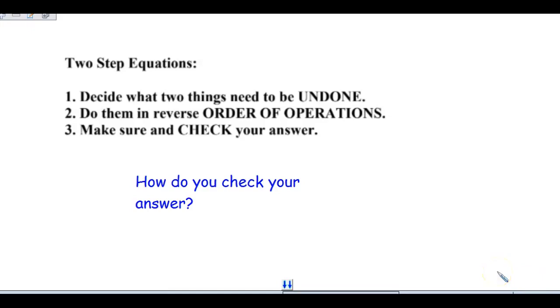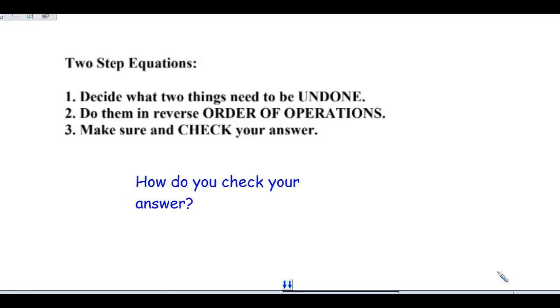So decide what two things need to be undone. You want to just take a moment and look at the equation and determine what needs to be undone. What is the variable? How would you move things to get to the point where the variable is by itself on one side of the equation? Once you have figured out what you need to do, then you do them in reverse order of operations.